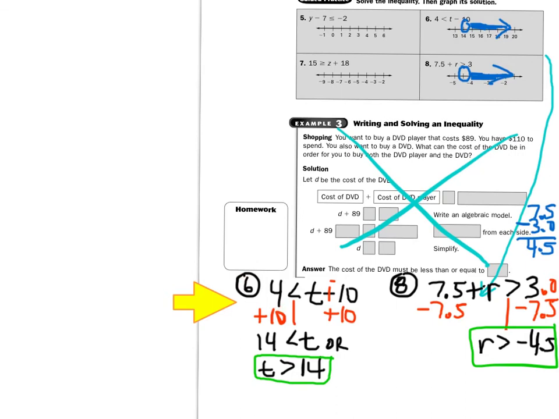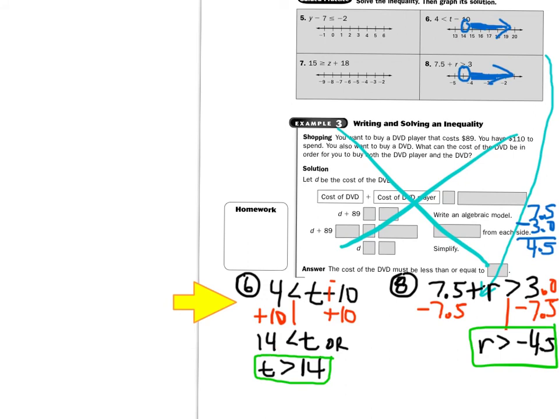Okay, take a look at number 6. I wrote it here. 4 is less than t minus 10. So grab your red pen, add a line, change the sign in front of the 10. So we have to destroy adding negative 10. That means we want to add a positive 10 on both sides of the wall. So 4 plus 10 gives us 14. Bring the inequality straight down. Bring the t straight down. And then negative 10 plus positive 10 destroys each other.